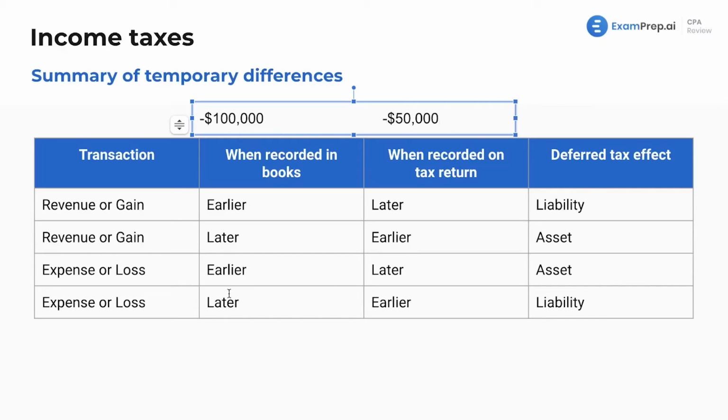Other way around, right? So if you record for the books later, meaning let's say we only do 50,000 of depreciation expense for the books, but we do 100 for the tax return, well, that means our net income that we're getting taxed on the tax return is going to be lower. It's going to be higher for book, going to be a deferred tax liability.